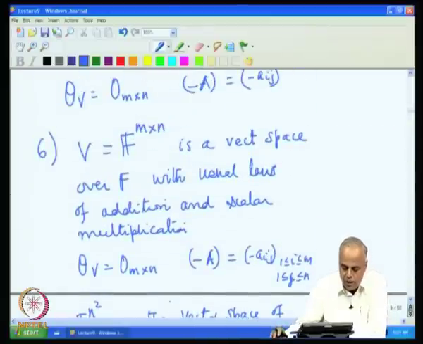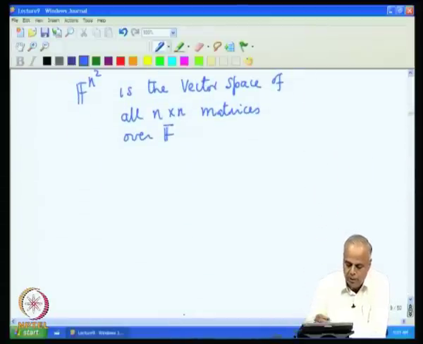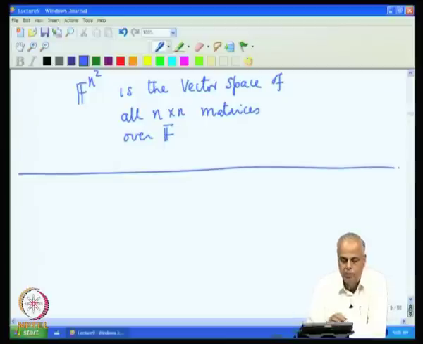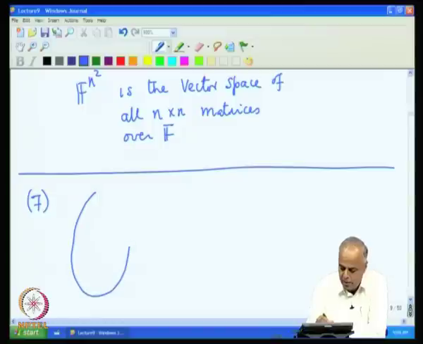So, now we look at another set of examples, useful examples. Let us now consider any set S.